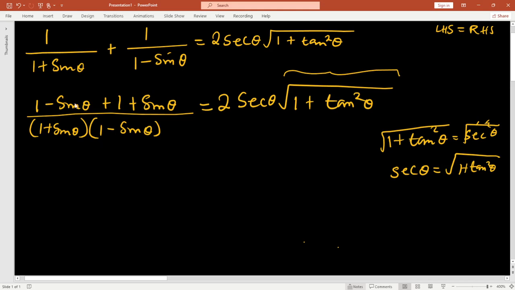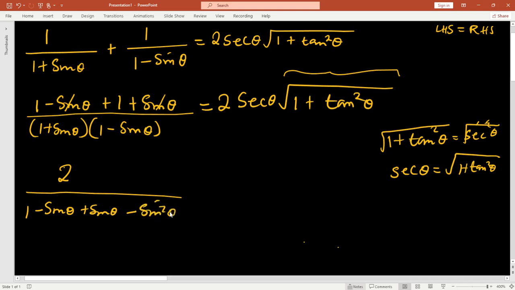So for now, let's try to simplify what we have here. The sine function here is negative, so it will cancel with a positive sine function here. So we are left with 1 plus 1 on top. We're going to have a 2 there. So 2 divided by, we expand the brackets below, 1 by 1, and 1 by negative sine theta, we get negative sine theta. Then sine theta by 1, we get positive sine theta. Then sine theta by negative sine theta, we get negative sine squared theta.